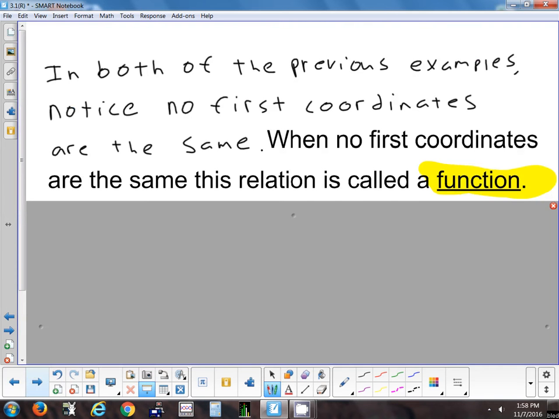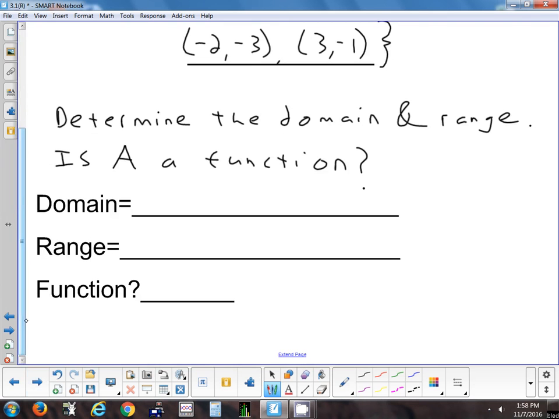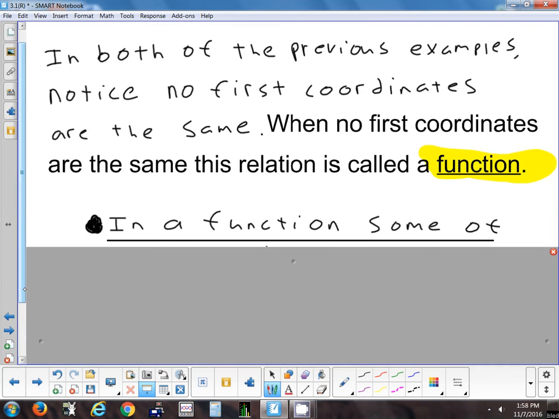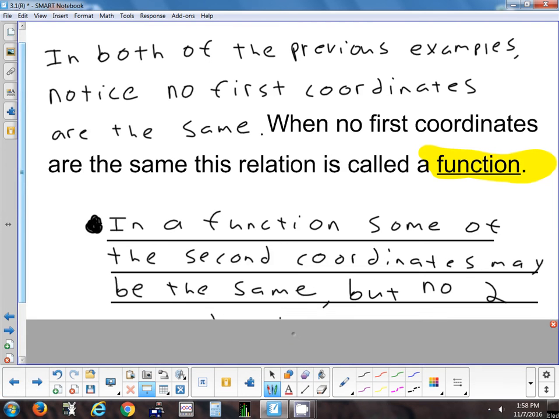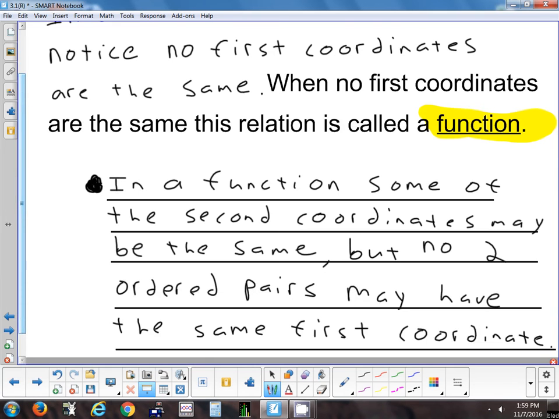Okay, so now what we're going to get to is instead of just asking you what's the domain, what's the range, we're going to be able to ask you a question like this. What's the domain? What's the range? Do you have a function? Yes or no? So guys, on your sheet, you have that first thing. When no first coordinates are the same, it is called a function. So in your first little blank there, you want to write in function. The second to last bullet on the page, you want to write in function.